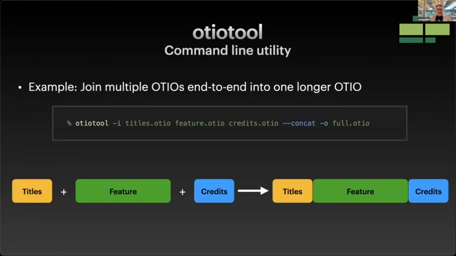Here's one that comes up fairly often where, say, I have 3 OTIO files and I want to join them together, sort of spliced end to end into one longer OTIO. So I can say OTIO tool and give it input those 3 files, tell it to concatenate them, and tell it to output one that's stitched together.